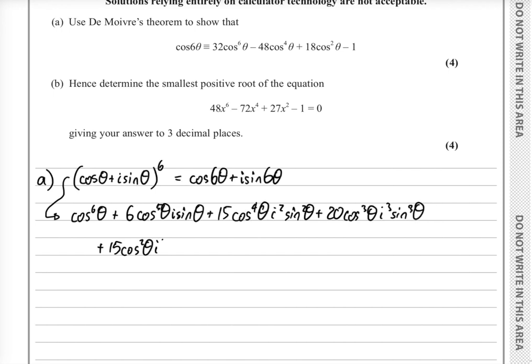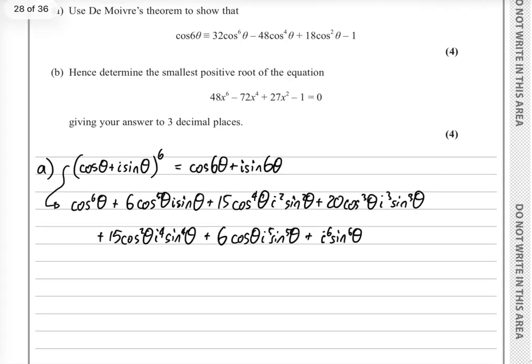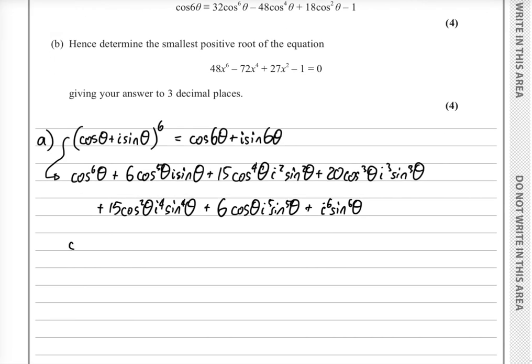i squared, i^4 sin^4, 6 cos theta i^5 sin^5 theta, and then i^6 sin^6 theta. Now we need to simplify this by getting rid of the i's where we can. So this first one we can't. Just a single i is stuck, that's an imaginary term.